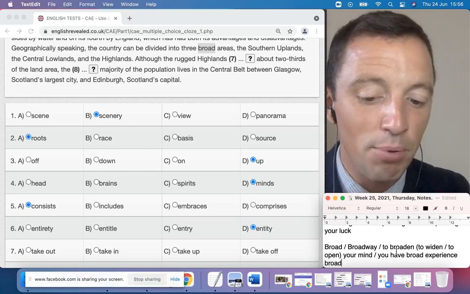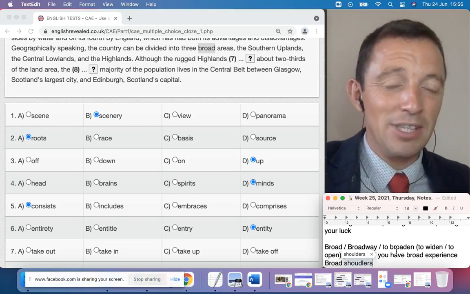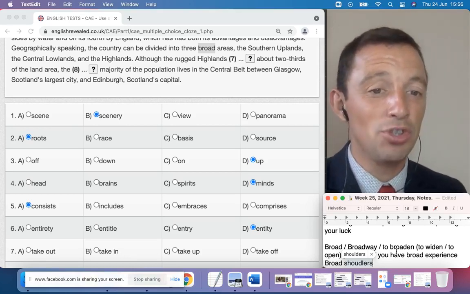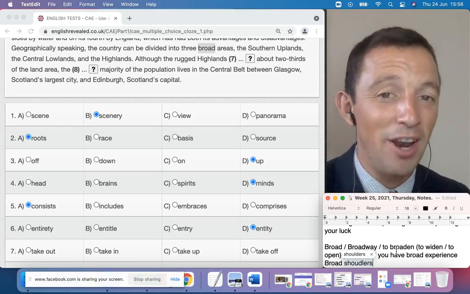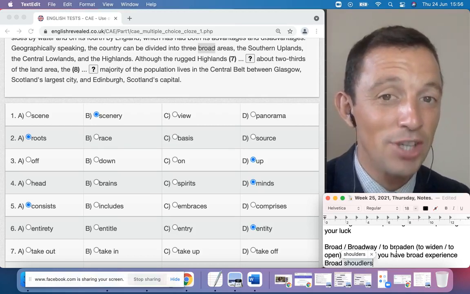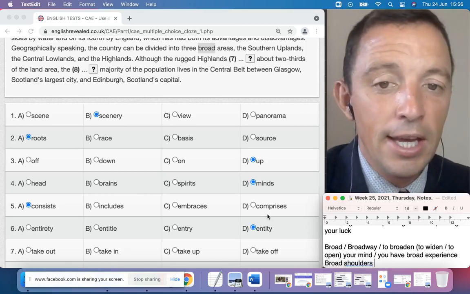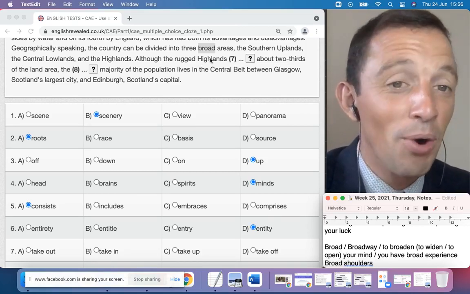And you can also say broad shoulders. So you have broad shoulders, and the significance is you are very big, you are very, very strong, or maybe you can tolerate a lot of criticism, or you can tolerate a lot of pressure. You have broad shoulders, you're very big. Okay, good. So 3, broad is like general.